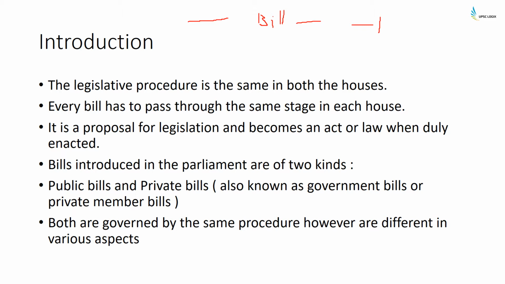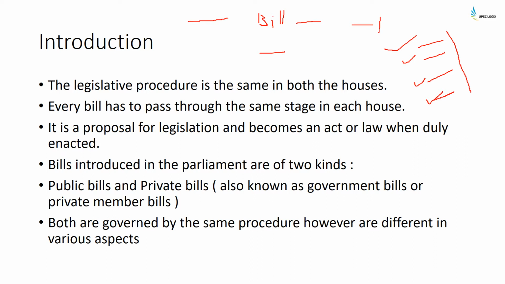And the bills have been divided into four kinds of bills. These are ordinary bills, then there are money bills, then there are financial bills, and there are constitutional amendment bills. So the process for each kind of bill is different, and it has already been written in the rule book, like how these bills can be passed. So we shall have a look at the ordinary bills in this particular lecture.